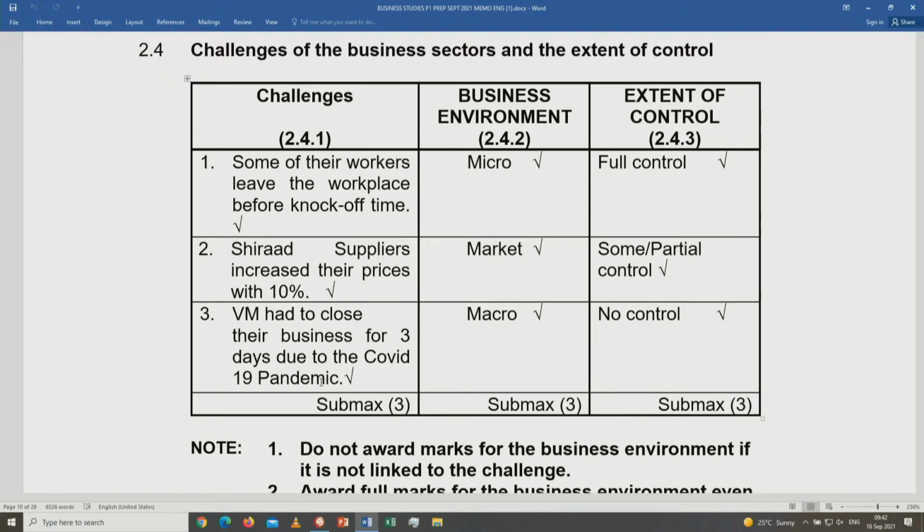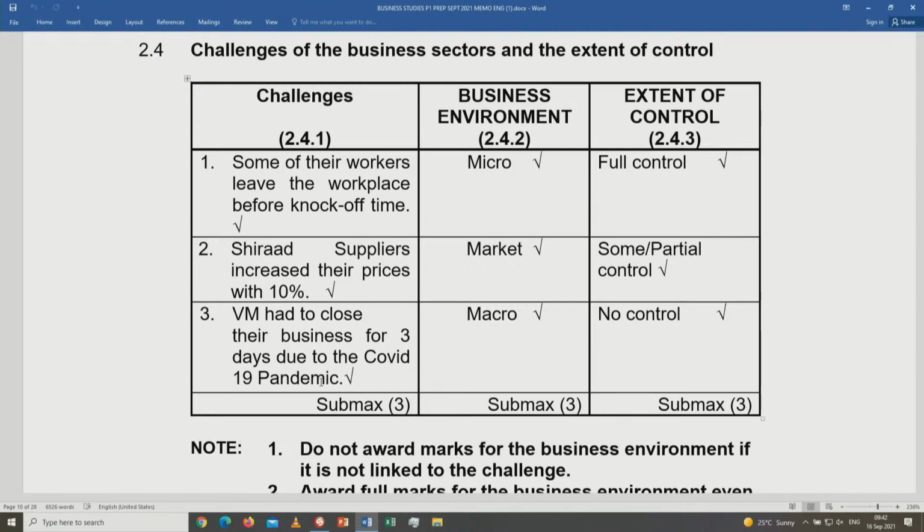Another challenge, Gr12 suppliers increased their prices with 10%. It's a challenge. And then VM had to close their businesses for 3 days due to the COVID-19 pandemic. It's another challenge. It's 1 mark each. And there comes the submax. Can you see? There you have a submax of 3.